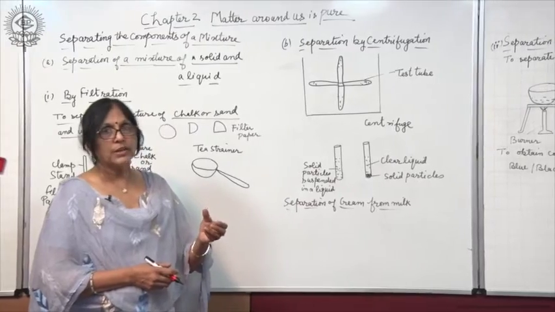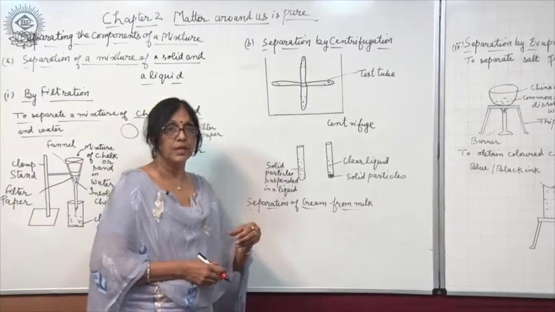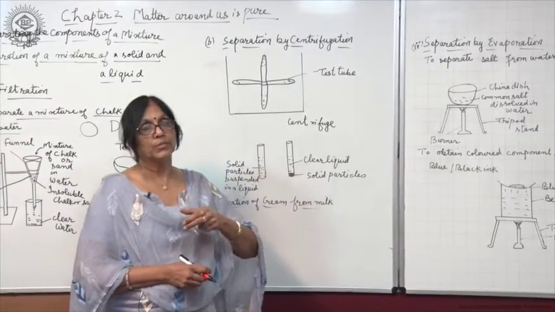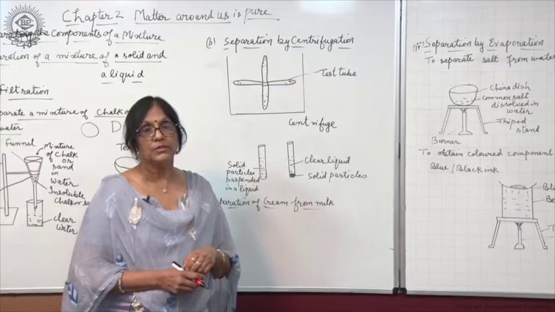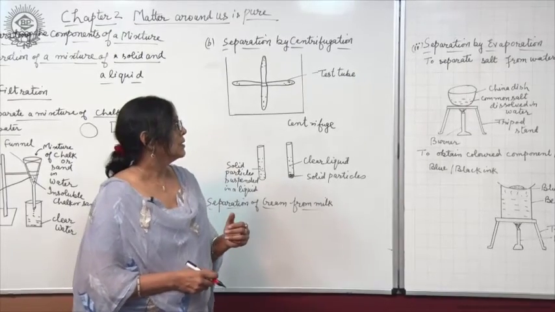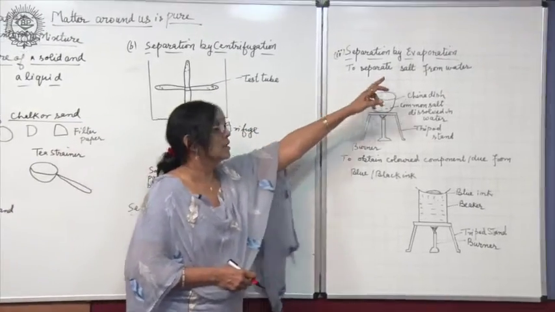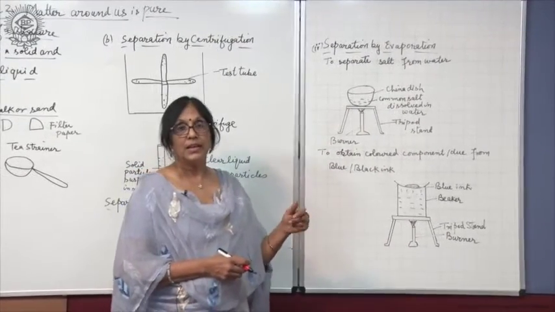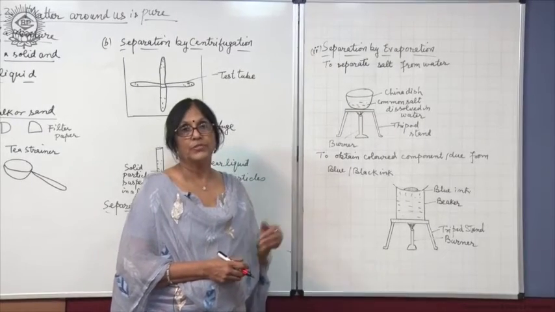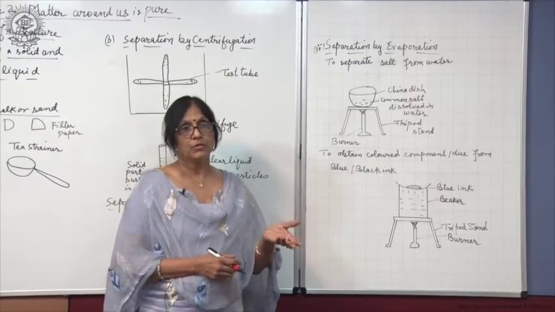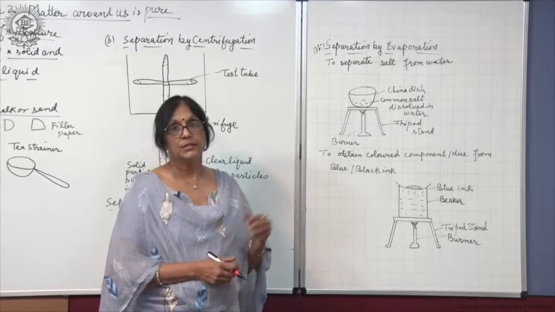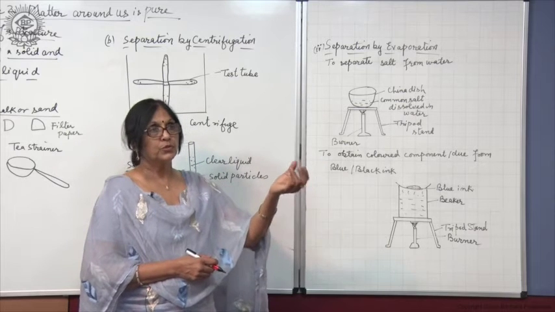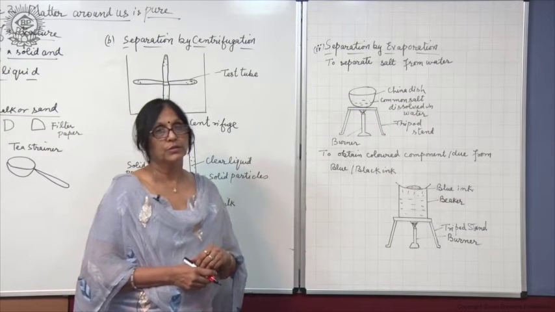If the solid is soluble in a liquid, then how to separate it? Here the solid is not soluble, but if the solid dissolves in a liquid, then how to separate it? In that case, the separation can be done by evaporation. You all have studied what evaporation is. When a liquid changes into the vapor state by heating or on its own also, then the process is called evaporation.